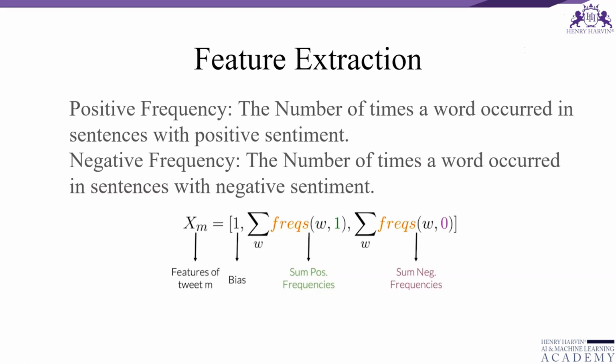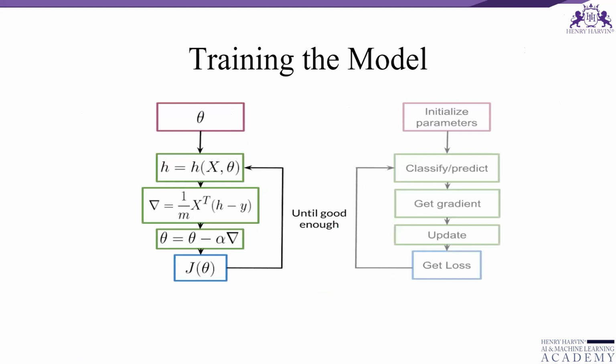Now for the words in the vocabulary, the positive frequencies and negative frequencies will be noted. So we will have a three-dimensional feature vector for a single tweet, right? Now we have to iterate through each and every example to extract features of each example. Then we will use those features to create the feature matrix, right?